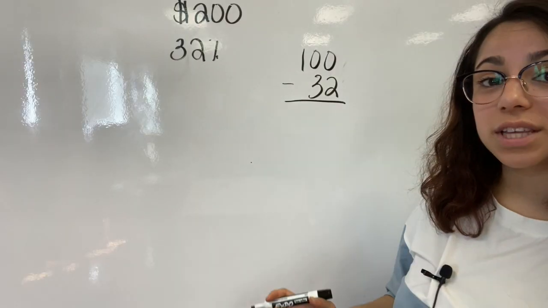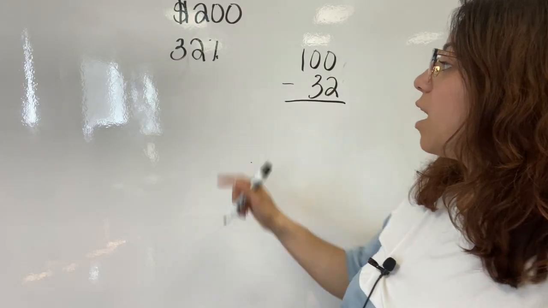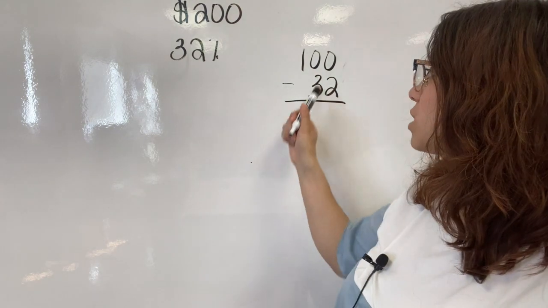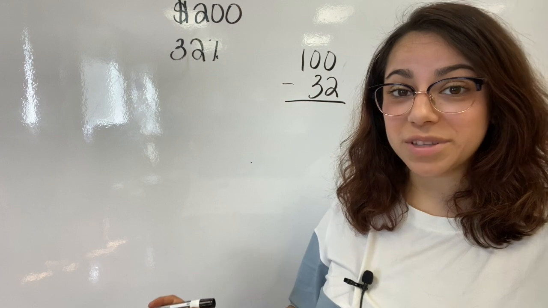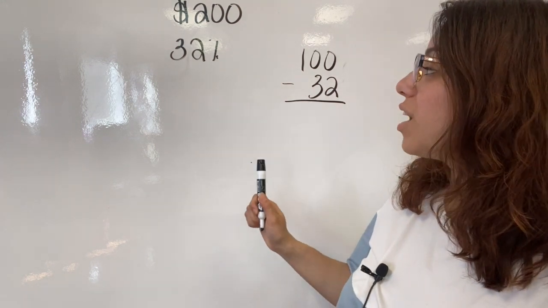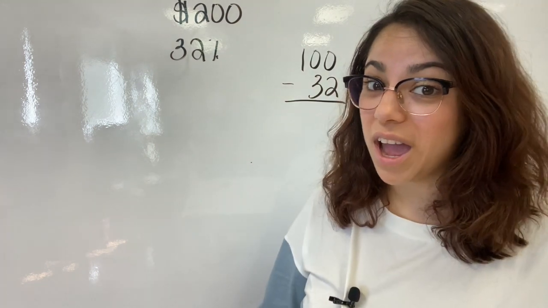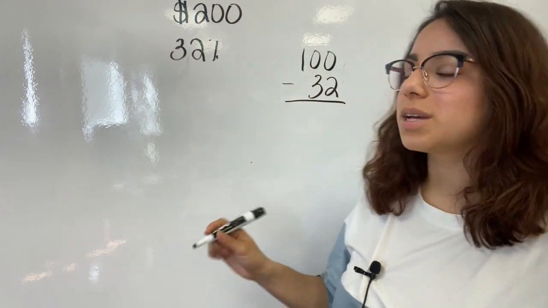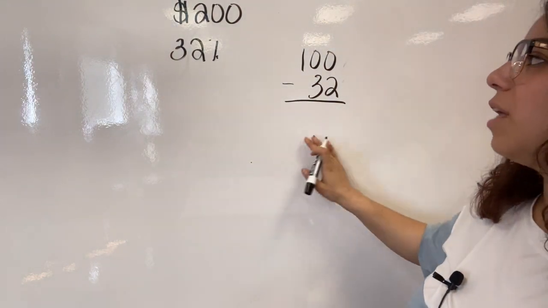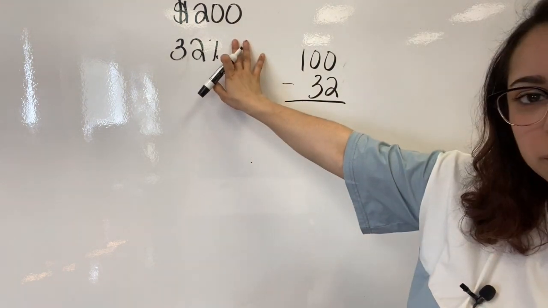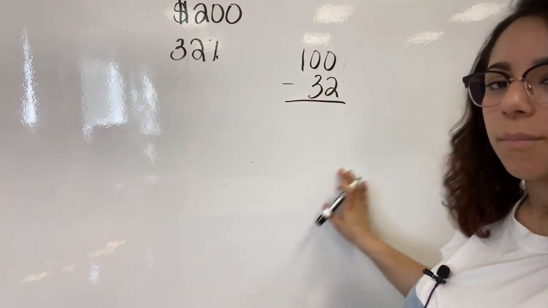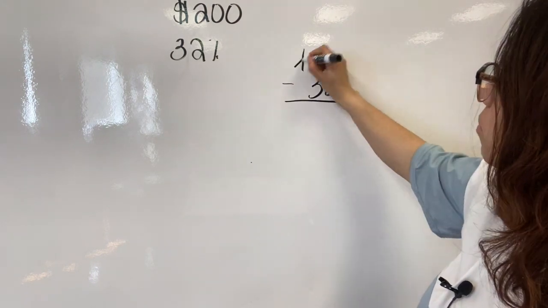The very first thing that I'm going to do, if I want to find how much I have left to save, is that I need to subtract by 100. I need to find the difference of 100 and 32. Because I want to know what percentage I have left to save of $200. So let's go ahead and do that.